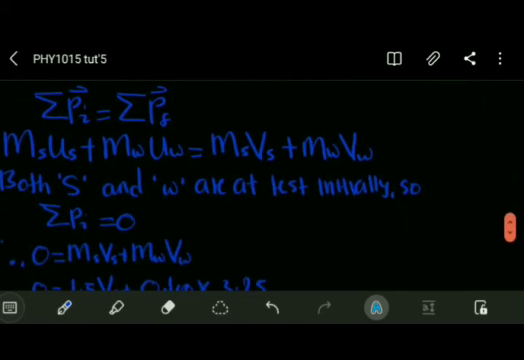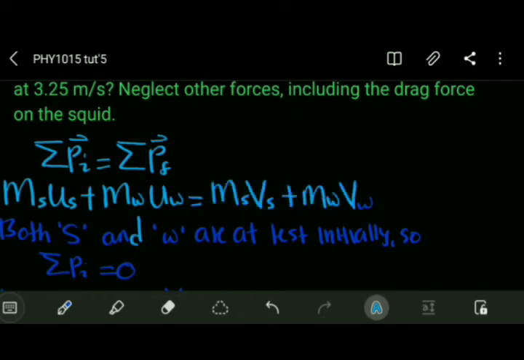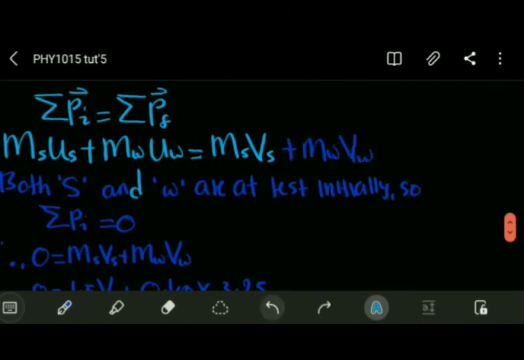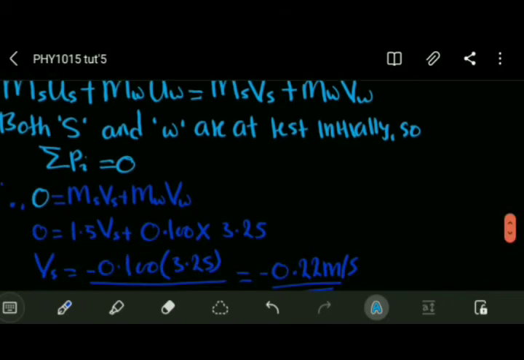Let's see. Conservation of momentum: momentum before equals momentum after. Where I have put S, it means the squid. Where I have put W, it means water. So initial momentum of the squid plus initial momentum of the water equals final momentum of the squid plus final momentum of the water. But we know that both are stationary, meaning the initial momentum is 0 for both. Both S and W are at rest initially, so the total initial momentum is 0. Therefore we remain with 0 equals final momentum of the squid plus final momentum of the water.